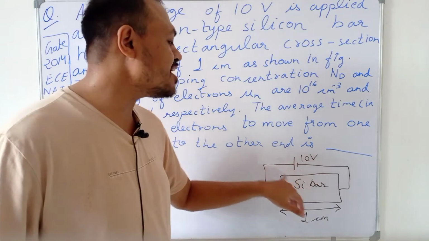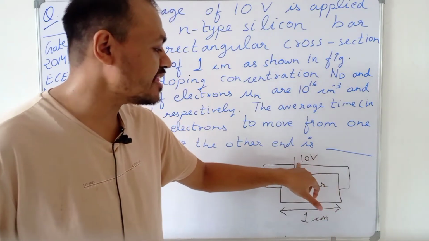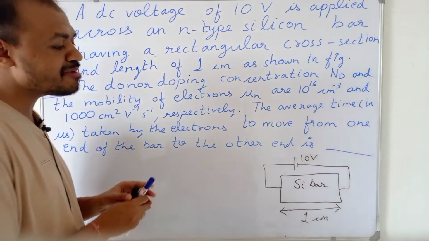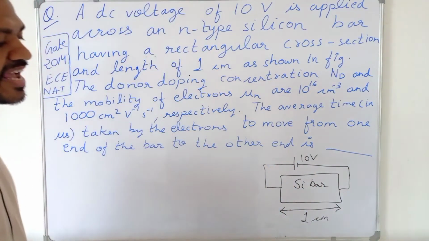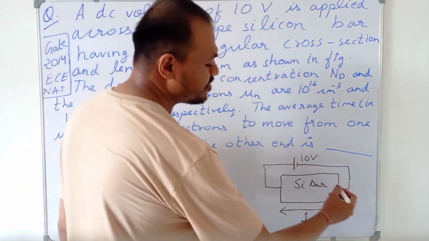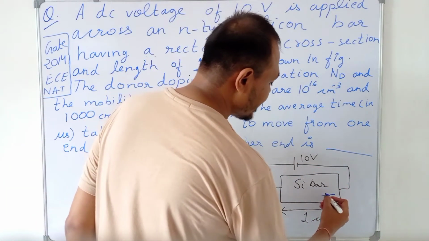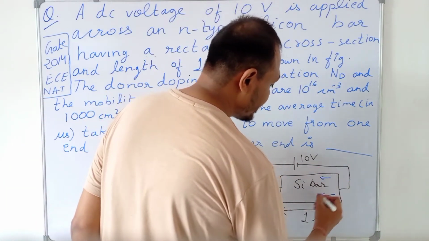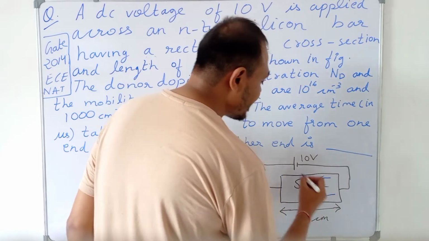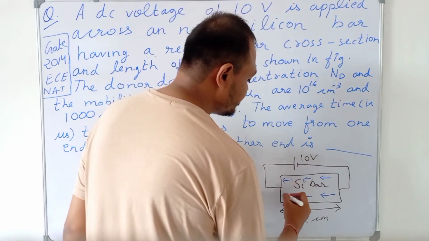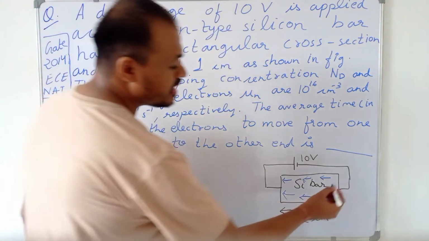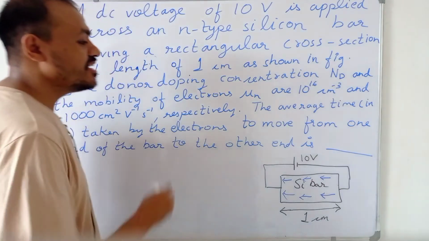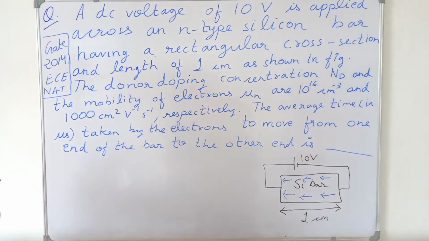So obviously when we apply an electric field, the electrons will be repelled by this negative voltage, because like charges repel each other. So this is a negative voltage, so it will repel negatively charged electrons, and electrons will move from here to here and finally get attracted by this positive terminal. So electrons will move from this end to this end. So we have to find the average time taken by electrons to move from one end of the bar to the other end.